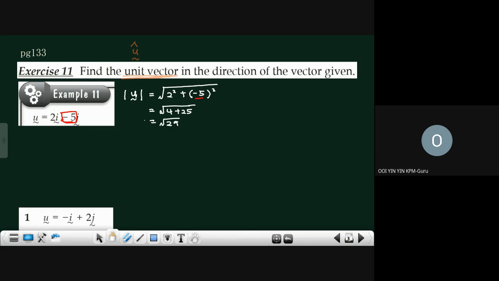Okay, then now unit of vector. Now we write this symbol, unit of vector u. Unit of vector u is, vector u, which is 2i minus 5j, and then now divide by your square root 29.